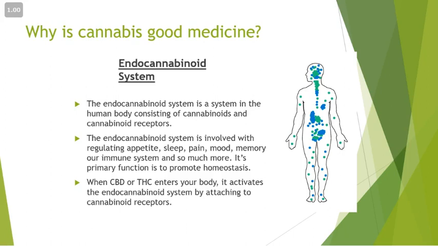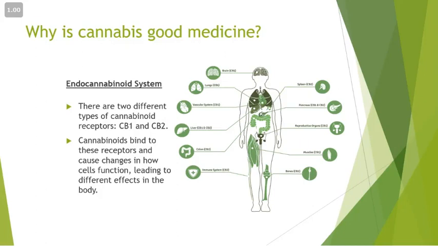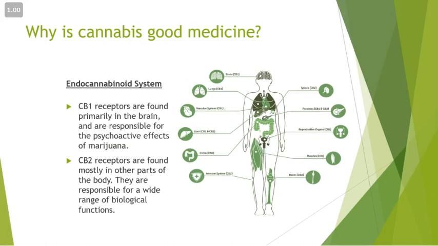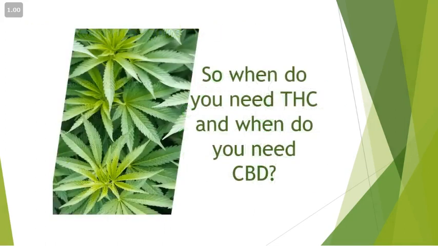When CBD or THC enters the body, it activates our endocannabinoid system by attaching to what are called cannabinoid receptors. There are two different types of receptors, CB1 and CB2. Cannabinoids bind to these receptors and cause changes in how cells function, leading to different effects in the body. CB1 receptors are found primarily in the brain and are responsible for the psychoactive effects of marijuana. CB2 receptors are found mostly throughout the body and are responsible for a wide range of biological functions. So when do you need THC and when do you need CBD?